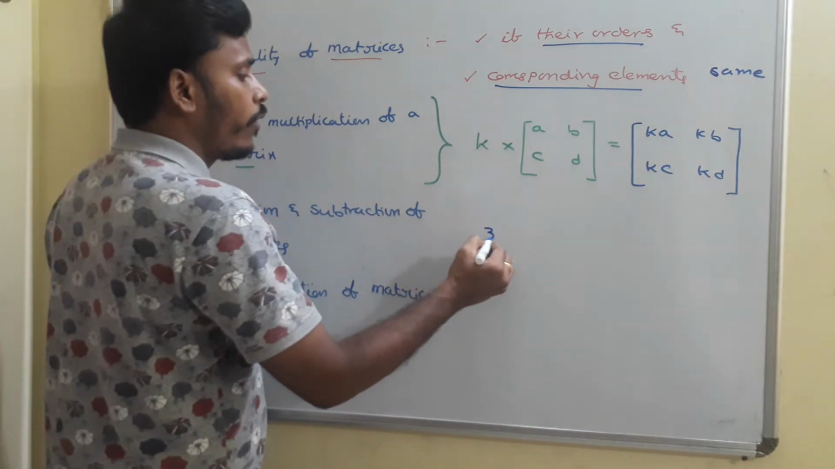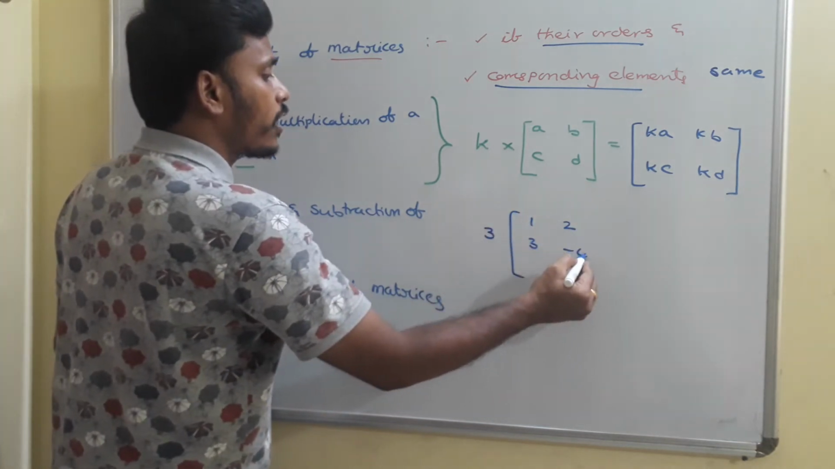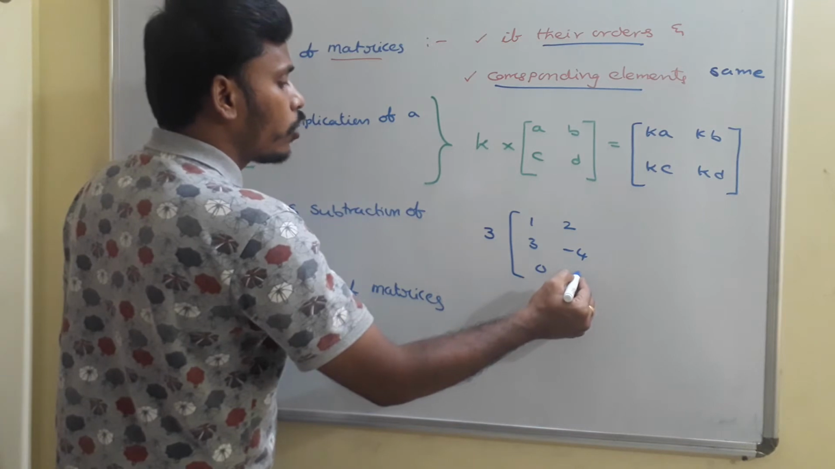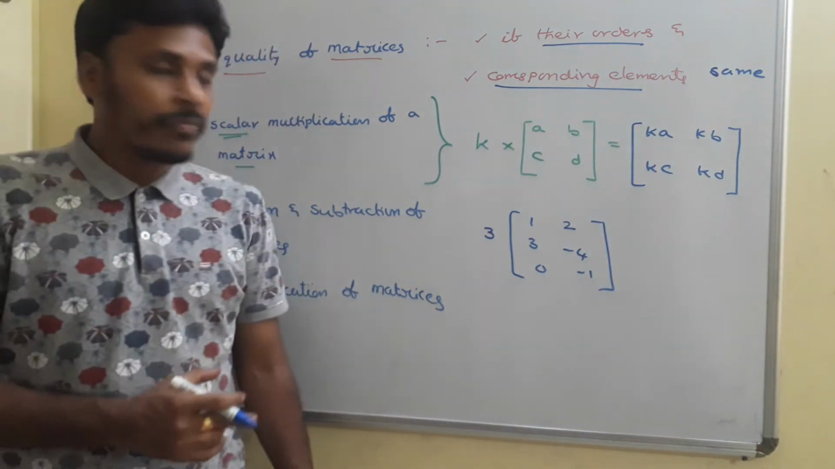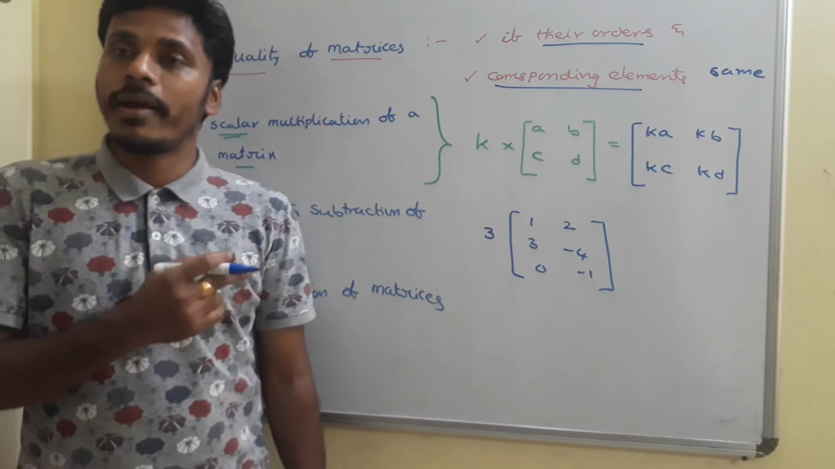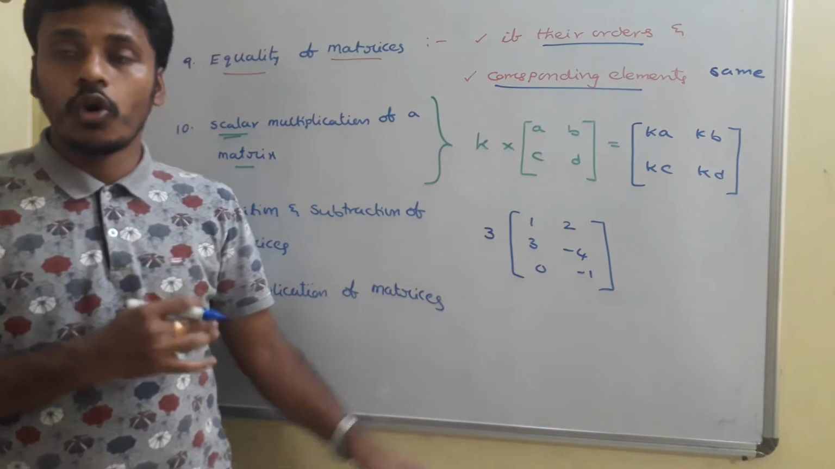For example, I have 3 into the matrix 1, 2, 3, minus 4, 0, minus 1. So 3 is a number, and that 1, 2, 3, minus 4, 0, minus 1 is a matrix, and the order of this matrix is what? 3 rows and 2 columns, 3 by 2.